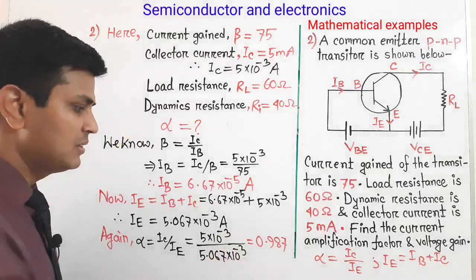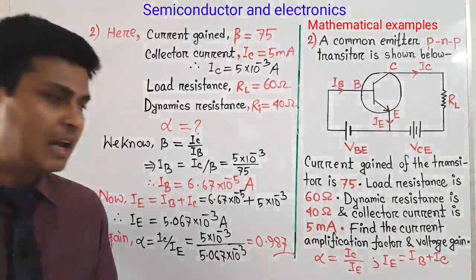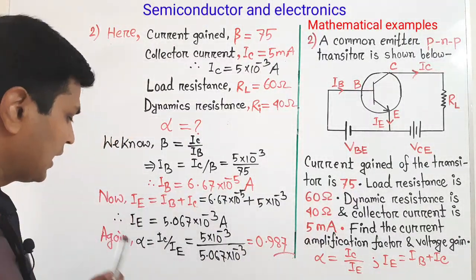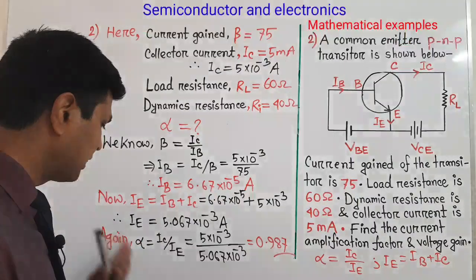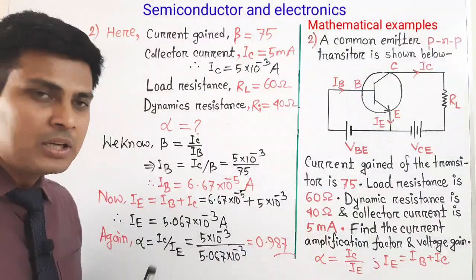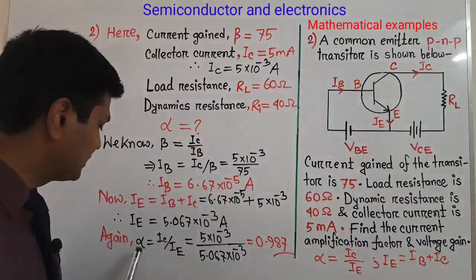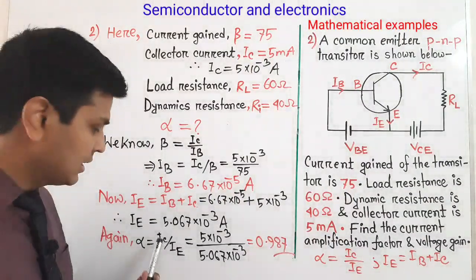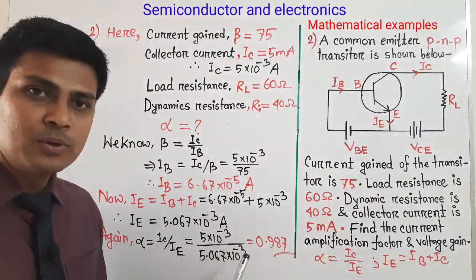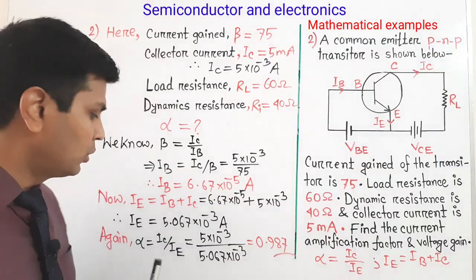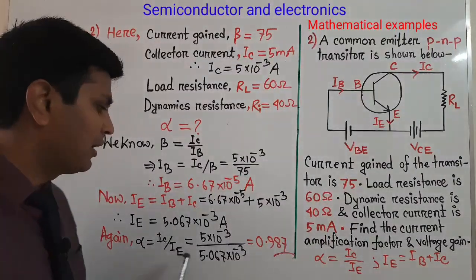0.987. This is the answer for the current amplification factor, and the current amplification factor has no unit because it is the ratio of the same quantity. You can see the formula of alpha is alpha equals IC by IE, and if you put the units of IC and IE, both units will be cancelled out. So we can say alpha has no unit.